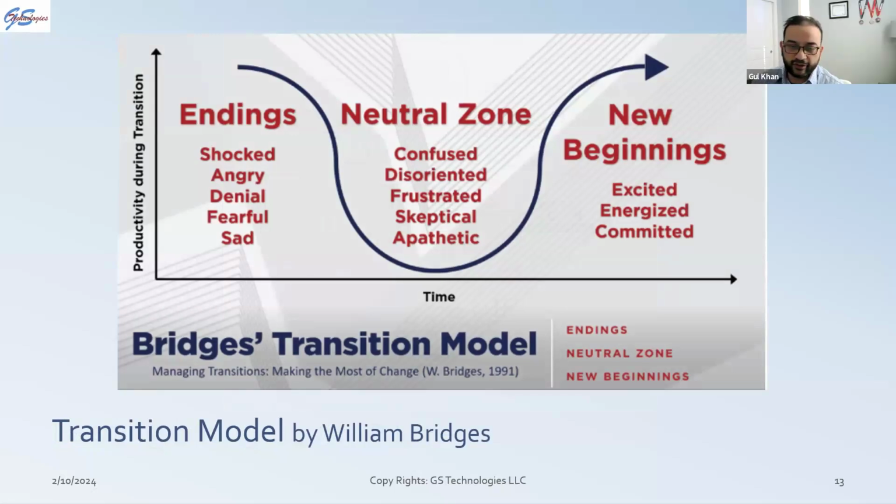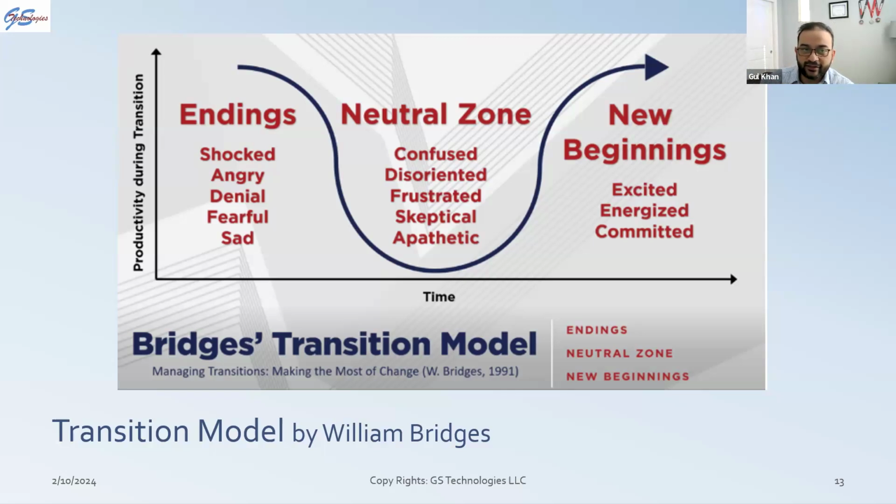So William Bridges is one of the authors of this model. It's called the Bridges Transition Model. It's managing transitions, making the most of change. How do you do it? You need to understand which zone you are in right now. Over a period of time, when you are making some progress, your productivity during your transition is going to go down when you are starting the change.